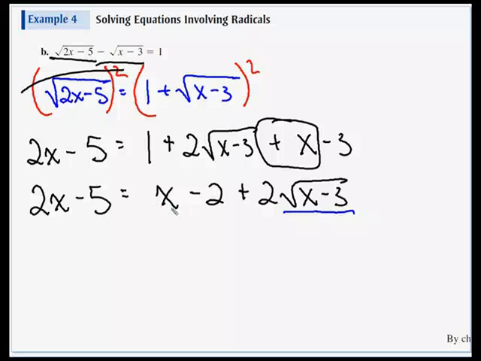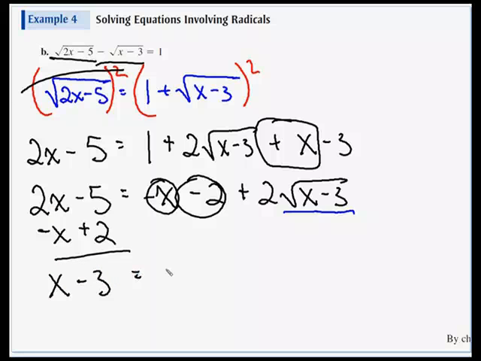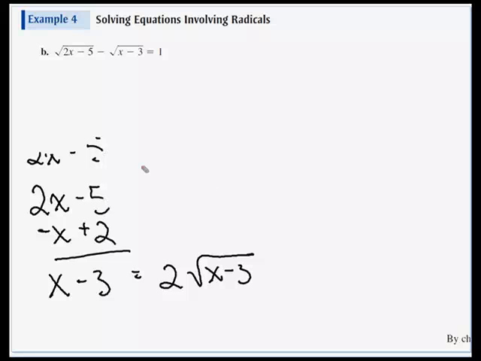So we're going to subtract x, and we're going to add 2 to both sides, and that'll give us on the left x minus 3 equals 2 times the root of x minus 3. Now right here you might be thinking, okay, I'll divide both sides by 2. Well, then we'd have a half x minus 3 halves, and I'd rather not have to deal with those fractions like that.